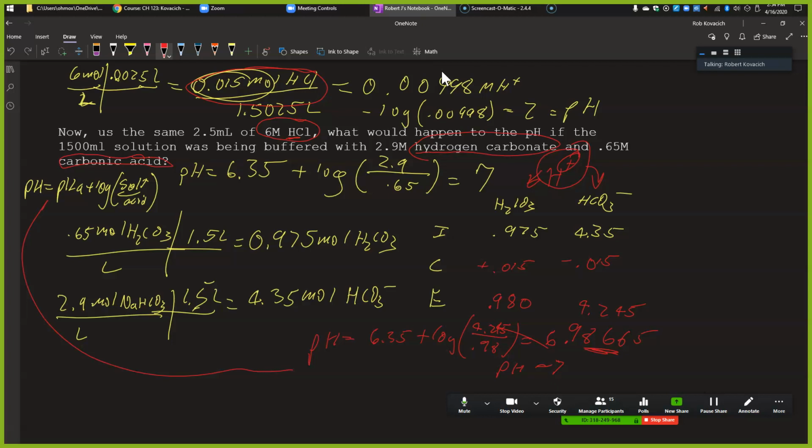So I started with this much hydrogen carbonate, 4.35. I ended with 4.245. So I used the ICE table to determine this new amount of moles of hydrogen carbonate. Then I can plug these two numbers into my Henderson-Hasselbalch equation and get my new pH.